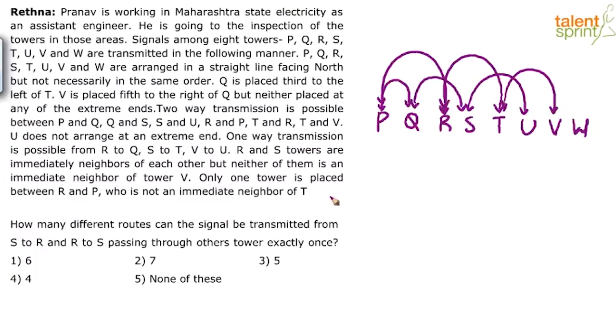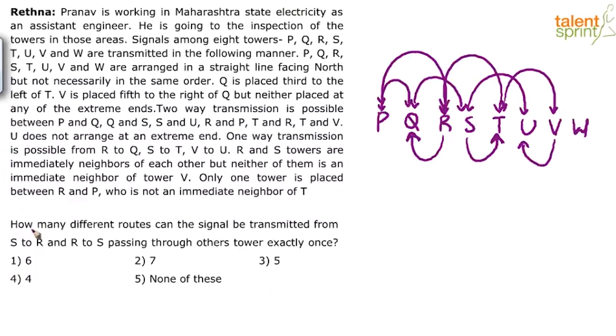Okay, let me just check. PQ, QS, two-way transmission. SU is there. RP is there. Yes. TR, T and V. And one-way transmission is from R to Q, S to T, and V to U.